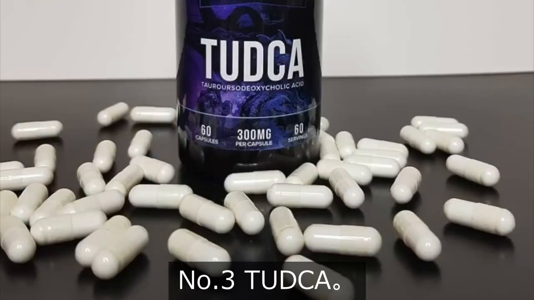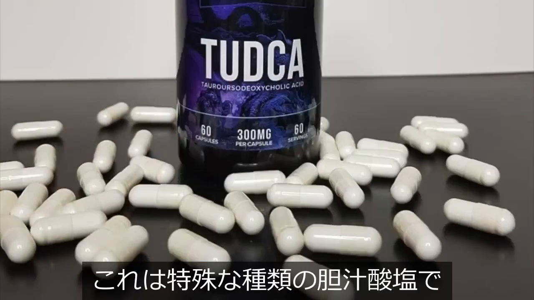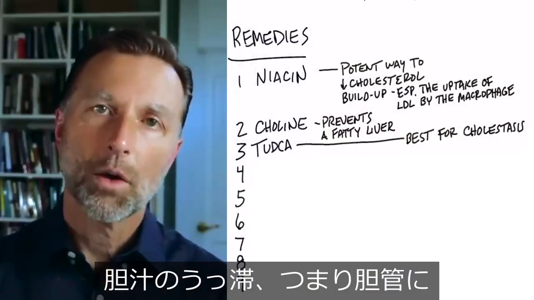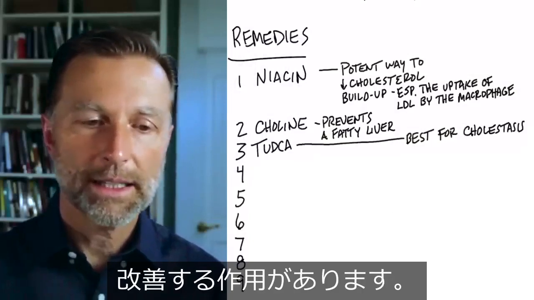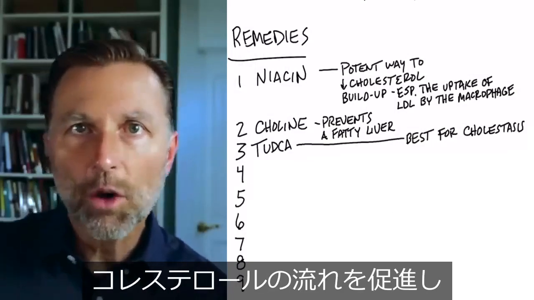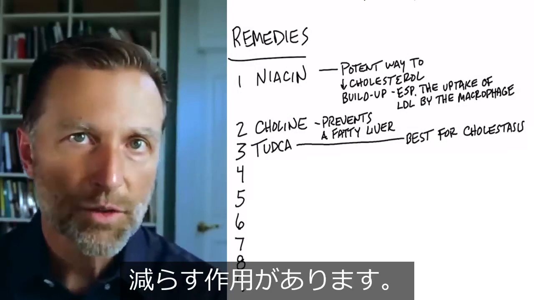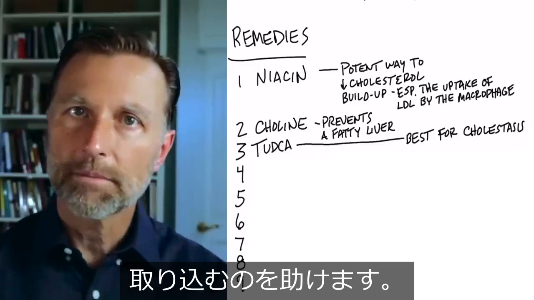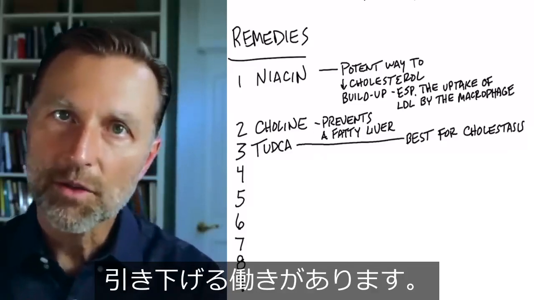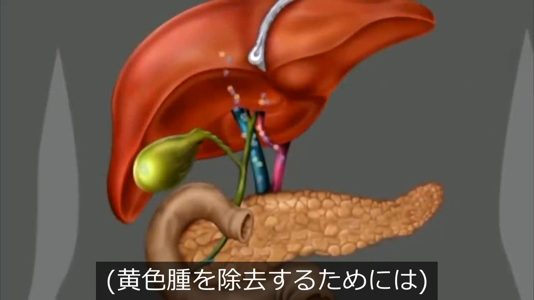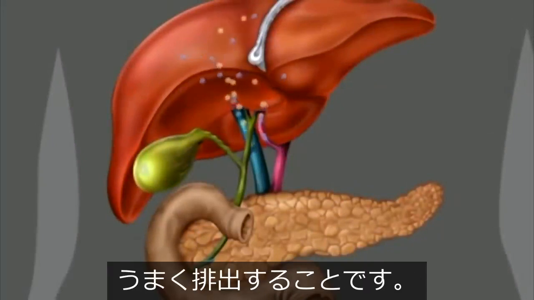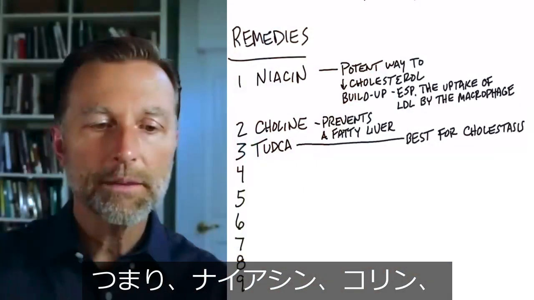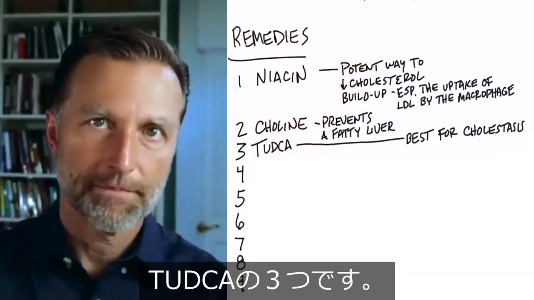Number 3, TUDCA. What is TUDCA? It's a very specialized type of bile salt that helps cholestasis, which is that stagnant cholesterol in your bile ducts. It helps the flow of cholesterol. It helps reduce cholesterol. It helps the receptors in the liver take on LDL. It helps to lower LDL cholesterol. It does a lot. But what we want is a nice flow of cholesterol out of the liver so you can get rid of the excess cholesterol. So niacin, choline, TUDCA, okay?